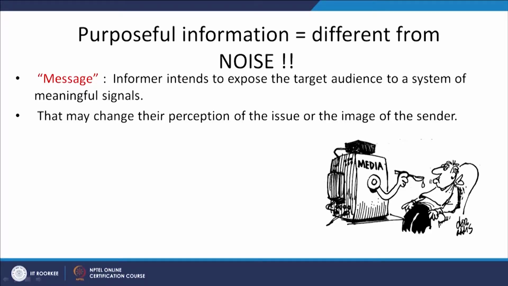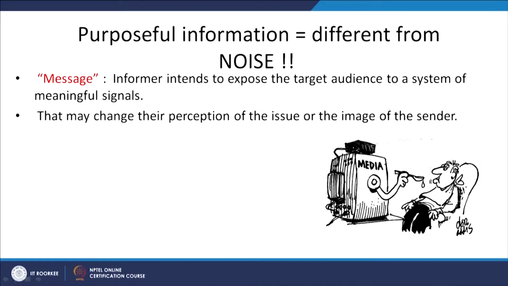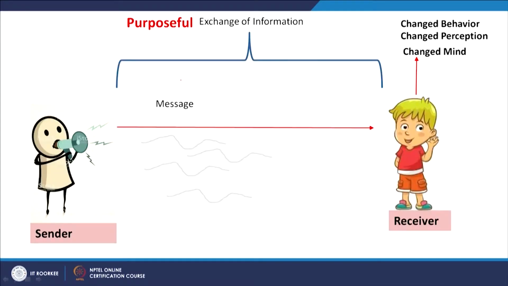Now, purposeful exchange of information is very different from noise. When we say message, the sender intends to expose the target audience, that is the receiver, to a system of meaningful symbols. Like I want you to change your mind. Okay, it's simply that I want to brainwash you. I want you to do what I think. That may change your perception or the image of the sender. So one sender is there and he or she would like to change the mind of the receiver, the way they perceive the risk, their attitude about preparedness.